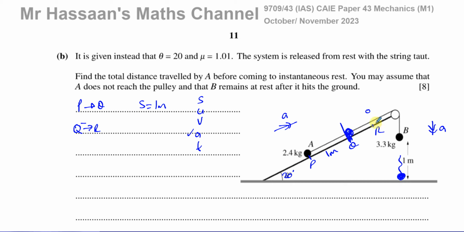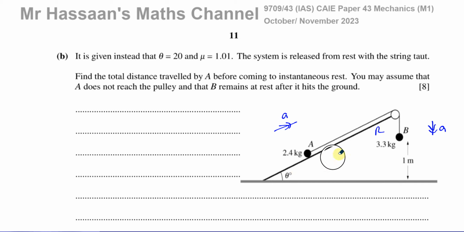So what I'm going to do is just get rid of some of these things here. It's just for illustration purposes there. So this is the acceleration we're trying to find. This is 20 degrees this time. And let's draw the forces in now. So you've got the weight of A and the weight of B.